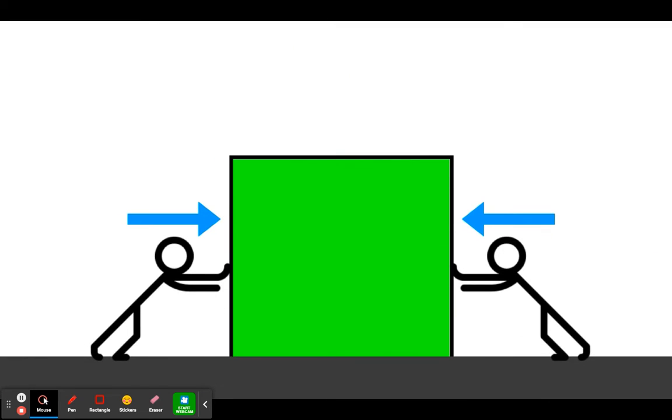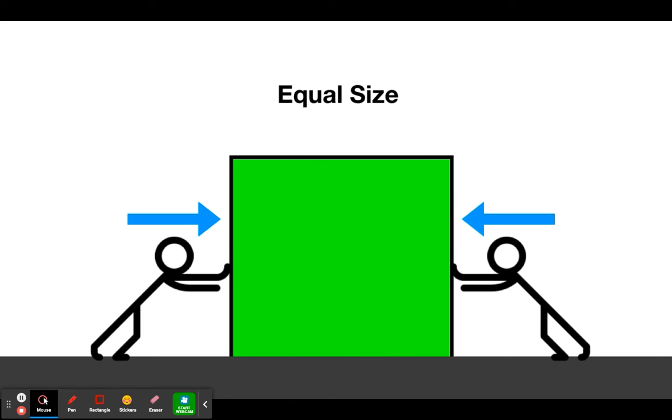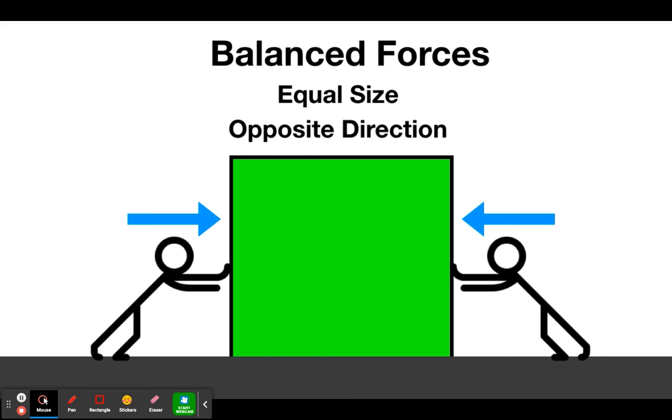Do these represent balanced or unbalanced forces? Why? Well, these forces are equal in size. Both people will be pushing equally hard, and they're pushing in opposite directions. One person's pushing from the left, the other is pushing from the right. So because these forces are equal in size and opposite in direction, they will cancel or balance each other out. These are balanced forces. The box is not going to move.